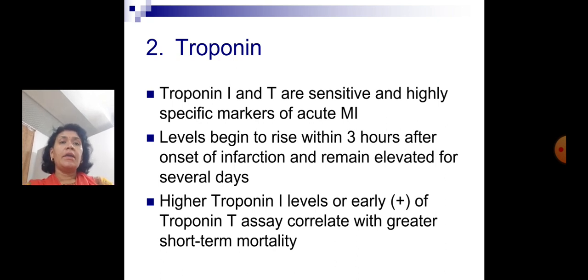Troponin I and T are very sensitive and highly specific markers of acute MI. The levels begin to rise within 3 hours after onset of infarction, and remain elevated for several days, about a week. Higher troponin levels or early presence of troponin T assays correlate with greater short-term mortality.